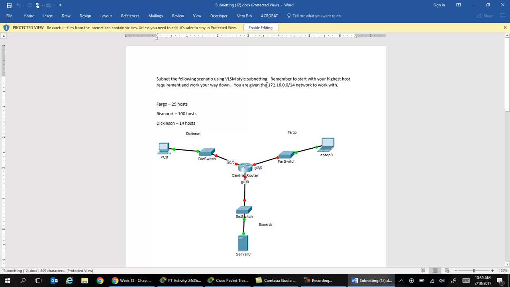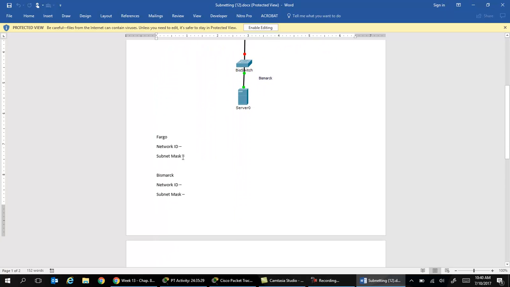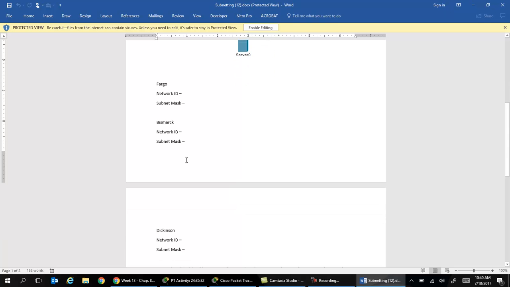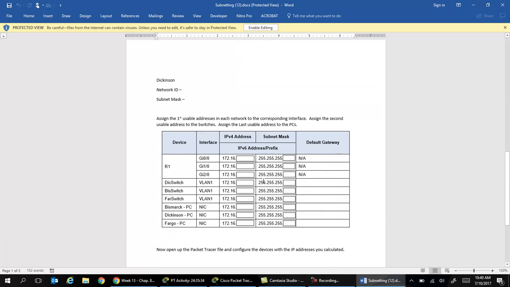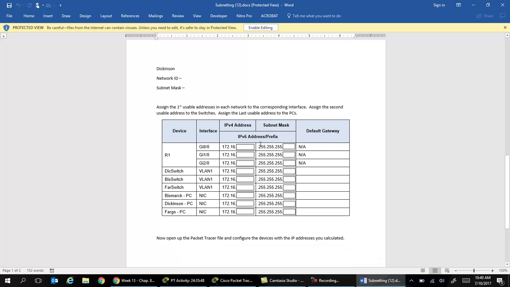I give you the IP address of 172.16.0.0 with a /24. And again, you'll learn all about this in chapters 7 and 8. Then we're going to subnet it for 100, 25, and 14 hosts using the variable length subnet mask style. Once we have it subnetted out, you can list your network ID and subnet mask for each one. Then you'll also fill out this chart by assigning the first usable address out of your range to the interface, the second usable to the switch, and the last usable for the PC.